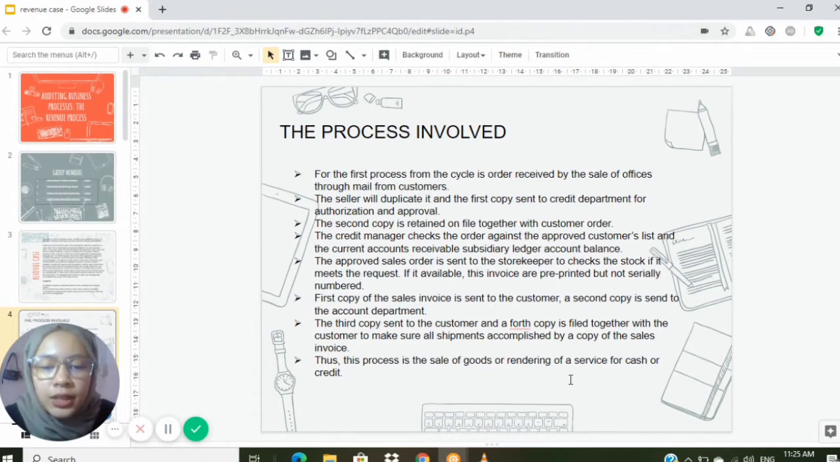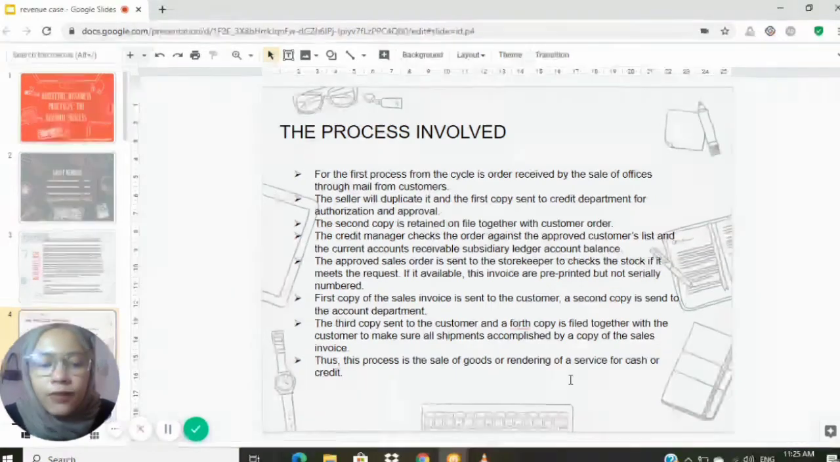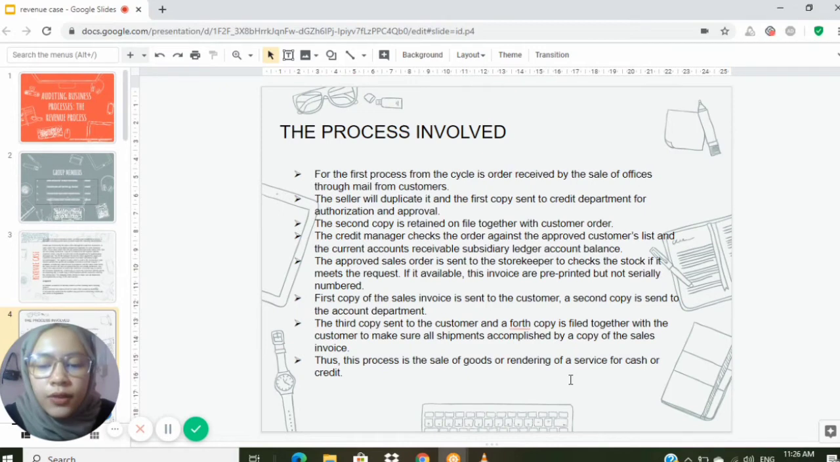The credit manager checks the order against the approved customer list and the current account receivable subsidiary ledger account balance. The approved sales order is sent to the storekeeper to check whether the stock is available. If the stock is available, the invoice will be pre-printed but not serially numbered. The first copy of the sales invoice is sent to the customer, the second is sent to the accounts department, the third will be sent to the customer together with the goods, and the fourth copy will be filed together with the customer order to make sure all shipments are accompanied by a copy of the sales invoice. Thus, this process is the sale of goods or rendering of service for cash or credit.